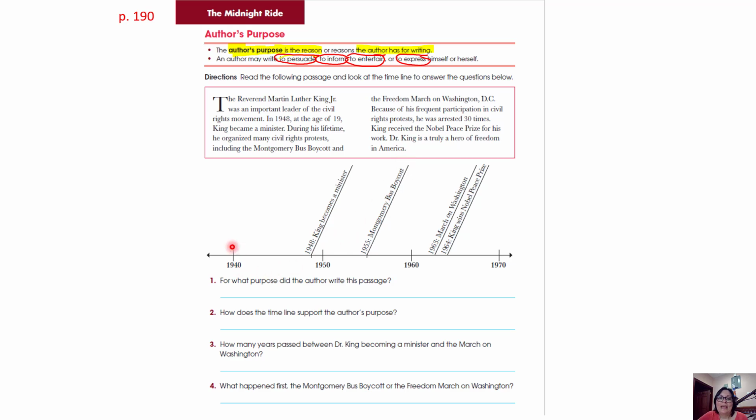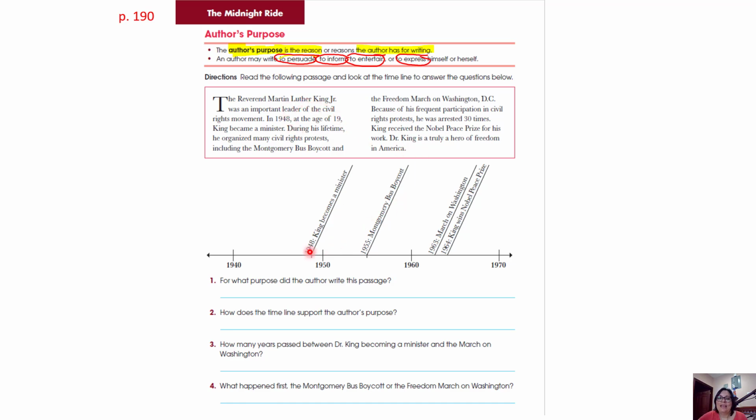So, this reading was talking about Reverend Martin Luther King Jr. He was a black man in the United States, and he was fighting against slavery. So he was fighting for the rights of black people. So this reading was talking about the life and some important events in the life of Martin Luther King Jr.